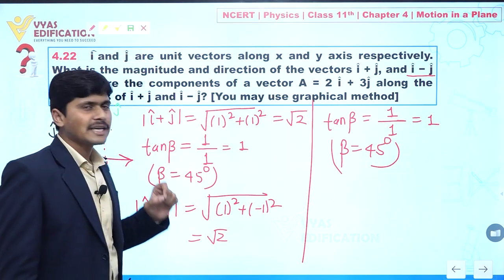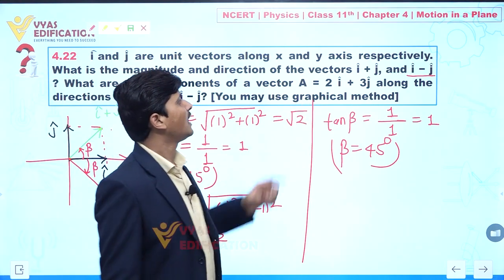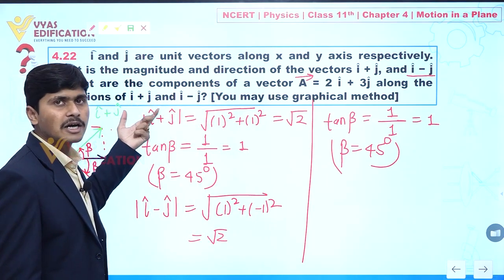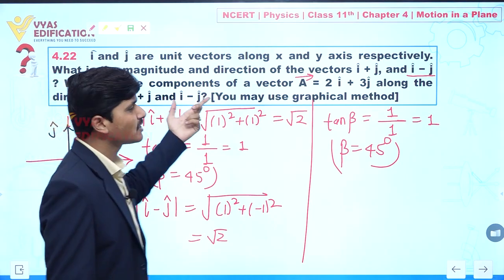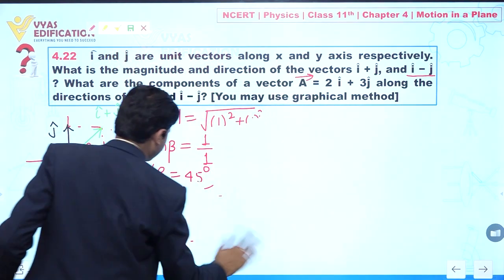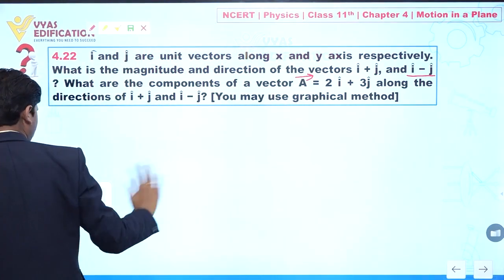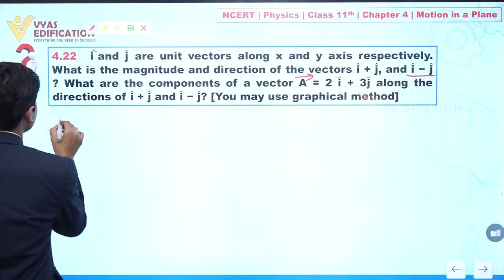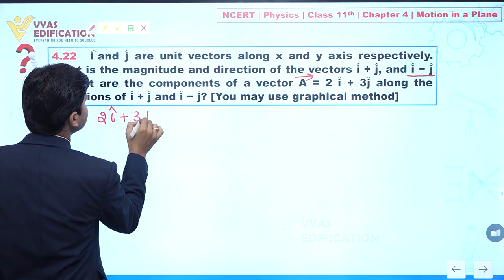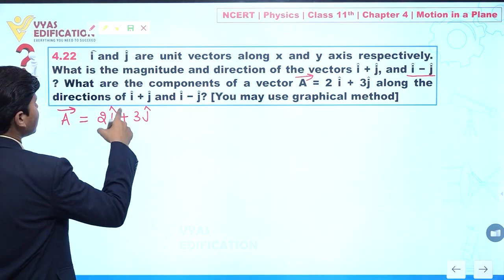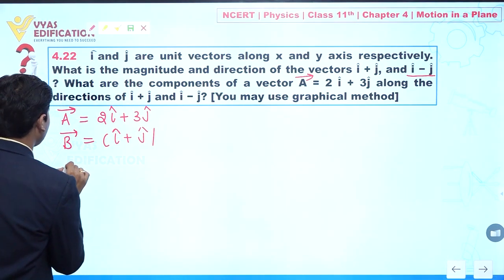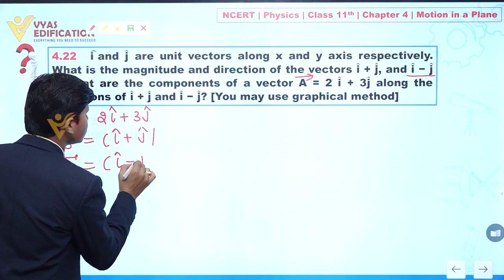Clear? Now, in the second part we have a vector A, and this vector is given to you as 2 i cap plus 3 j cap. Along a direction we have to find the component of vector A along this direction and along this direction. Clear? So now concentrate. Now, in this question it is given we have a vector A, given by 2 i cap plus 3 j cap. Let's suppose this is vector B, which is i cap plus j cap, and let's suppose this is vector C, i cap minus j cap.